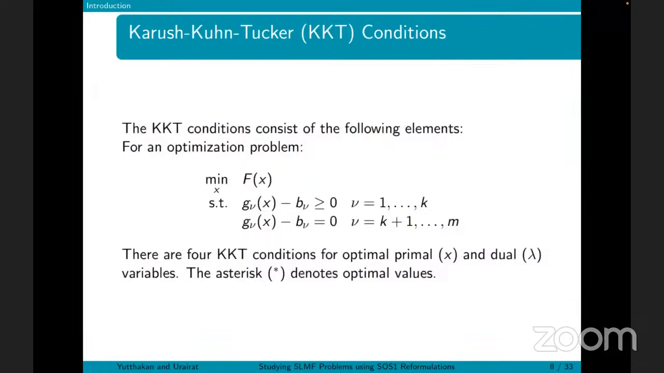Okay, the KKT conditions. The KKT conditions consist of the following elements for an optimization problem defined by this, and there are 4 KKT conditions for optimal primal X and dual lambda variables. The asterisk star denotes the optimal value.